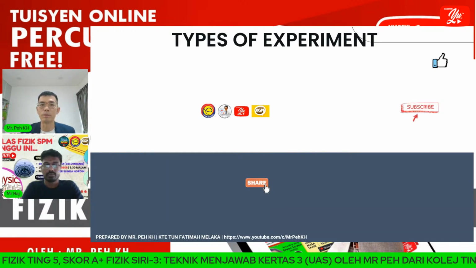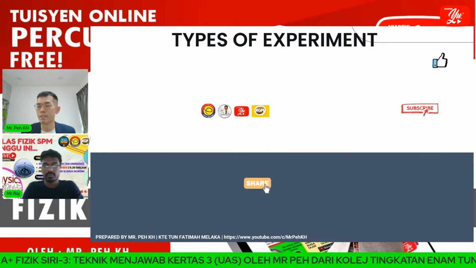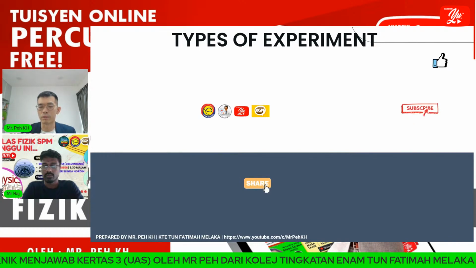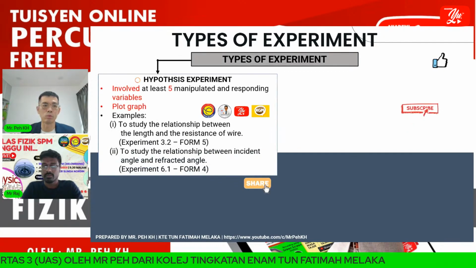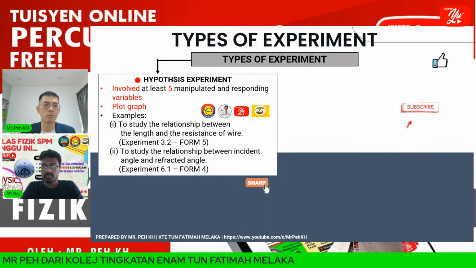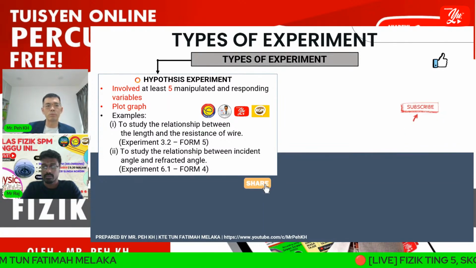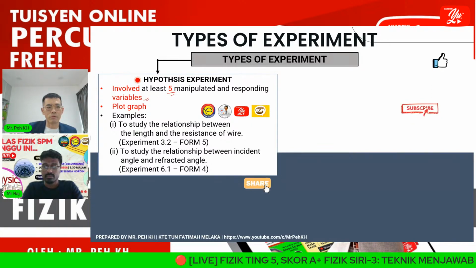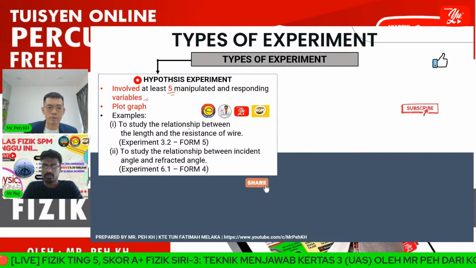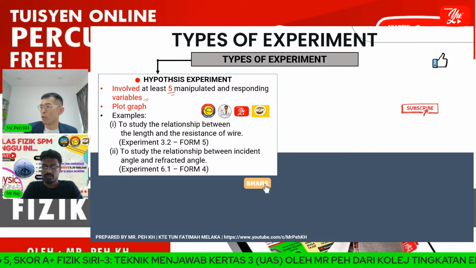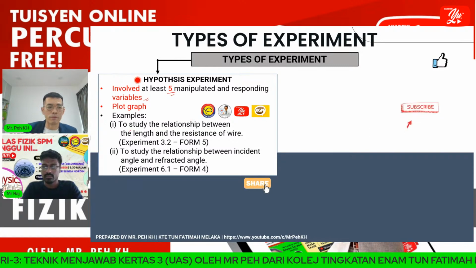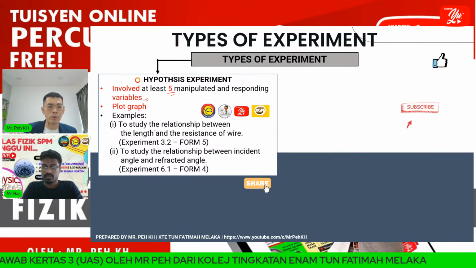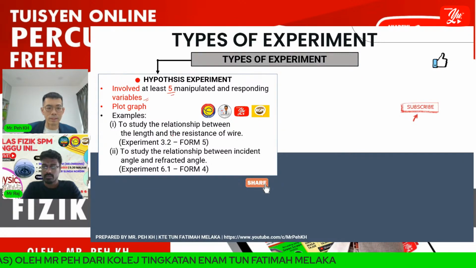here there will be the types of experiment you will see in your question. We can classify them into 2 different types. The first type is known as the hypothesis experiment. The hypothesis experiment normally involves a manipulated variable and a responding variable. Here we have an example of an experiment that you have actually done with your school teacher already. The first one is to study the relationship between the length and the resistance of a wire.